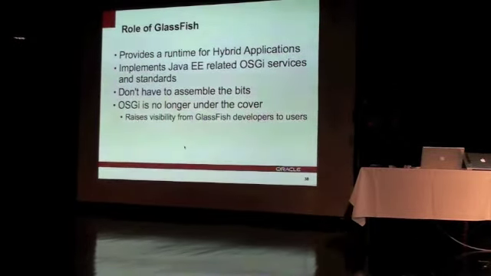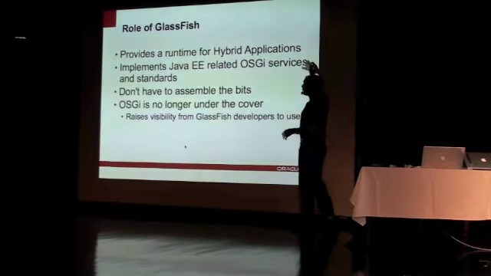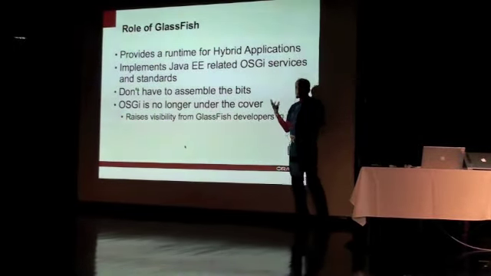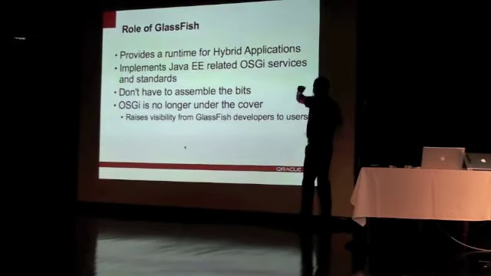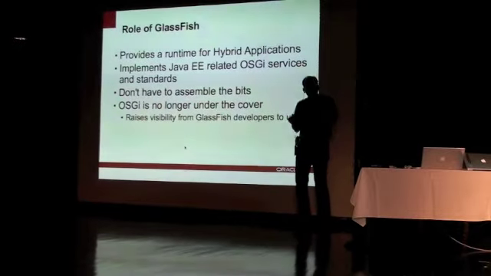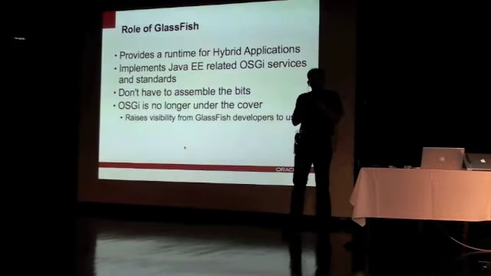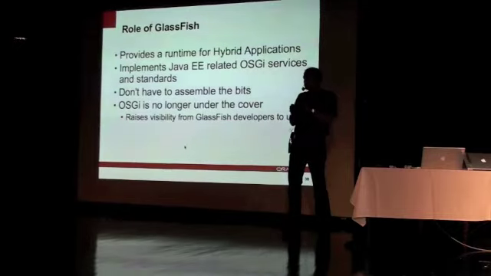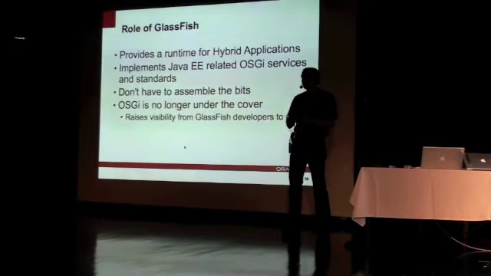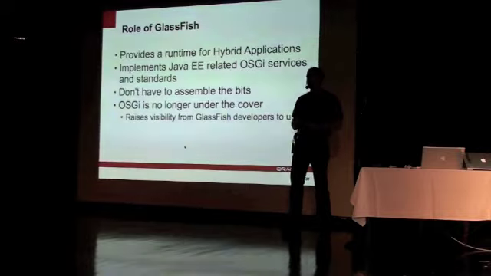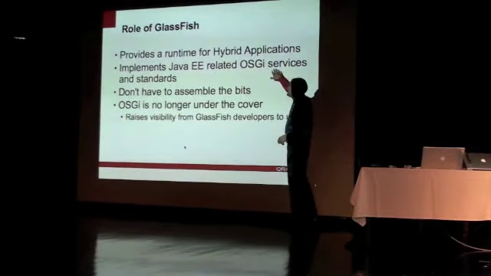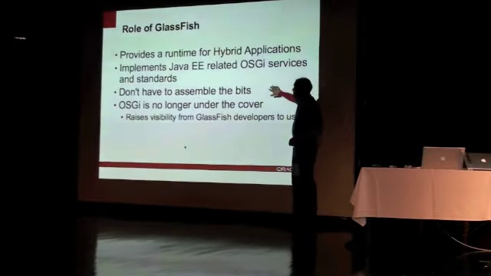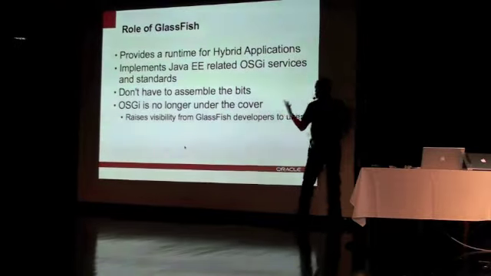So in terms of the role of GlassFish, it really provides a runtime for hybrid applications. We call it a web application bundle, so to say. You can deploy that application seamlessly. The way it works is you can take a WAR file and deploy it to GlassFish using a scheme called web bundle, and it automatically generates manifest information for you based upon some defaults. In GlassFish, we implement all the Java EE related OSGi services. You don't have to assemble the bits, as I was talking about, with web bundle. And OSGi is exposed to you as a developer.